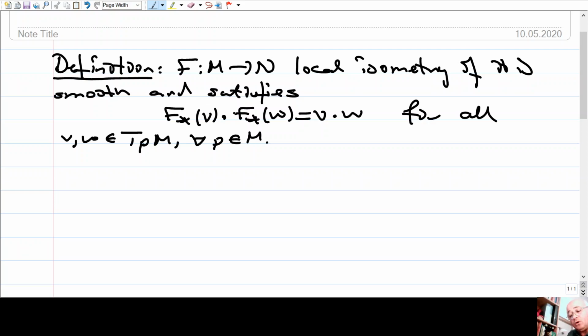Of course, if it is a local isometry, then f star is an isomorphism because it's a map from a surface to another surface. It's injective. f star is injective. Therefore, by the inverse function theorem, f is a local diffeomorphism. We have seen those last time, so I won't write it again. We also proved the following fact.